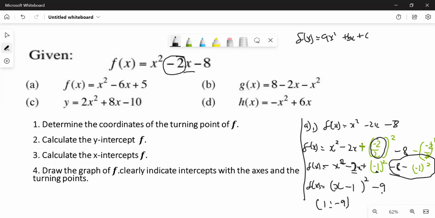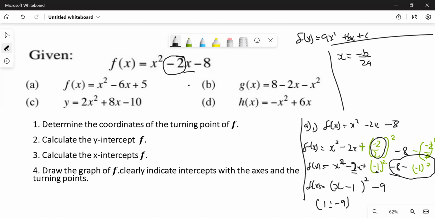Is this the only way you can get the turning point? No. This is one of the ways in which you could get the turning point. Let's check another way. Another way we can use something which we call a formula. There's a formula which says you can get it by saying x is going to be equal to minus b all over 2a.